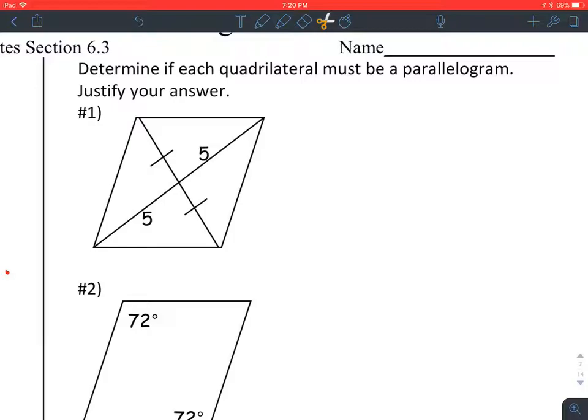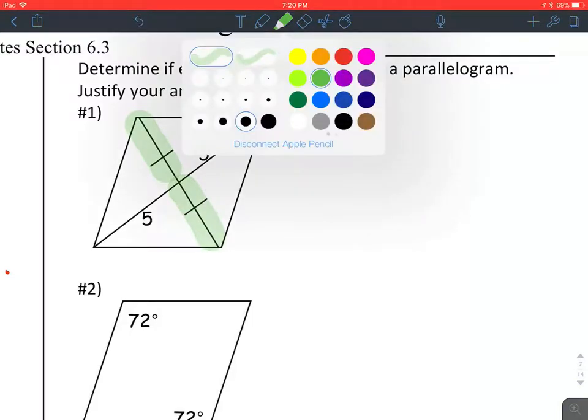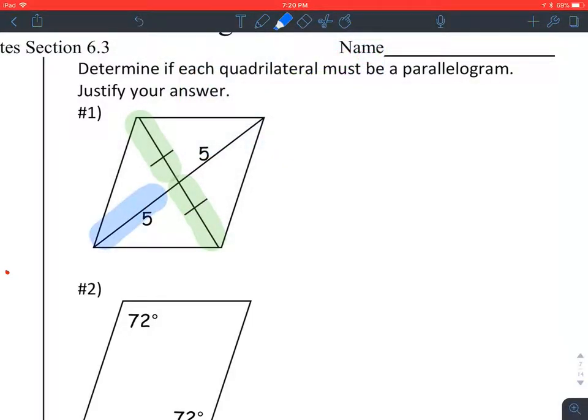Some examples. Determine if each quadrilateral must be a parallelogram. So looking at this, we have this half of the diagonal is the same length as this half, and this half is the same as this half. Then that makes this a parallelogram. To determine if it is, we're going to say yes. Why? The diagonals bisect each other.